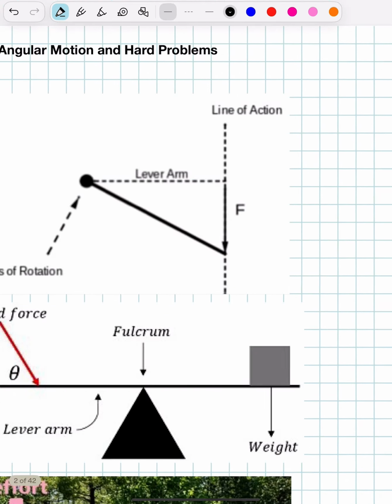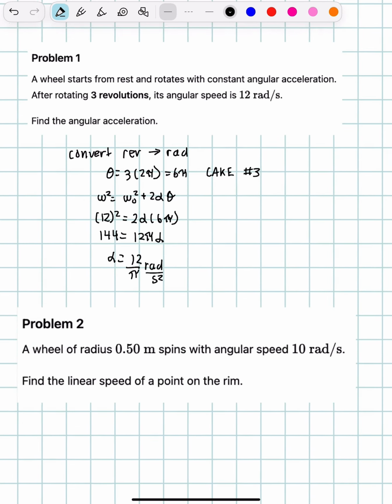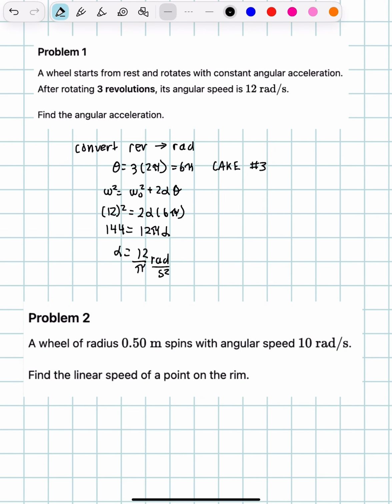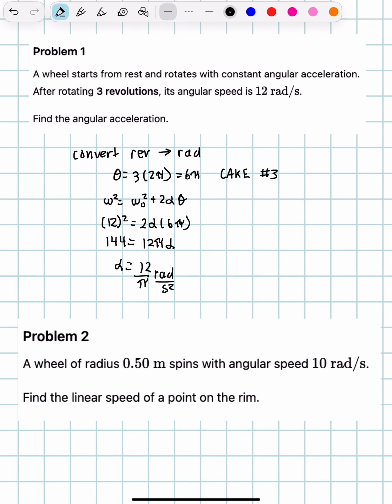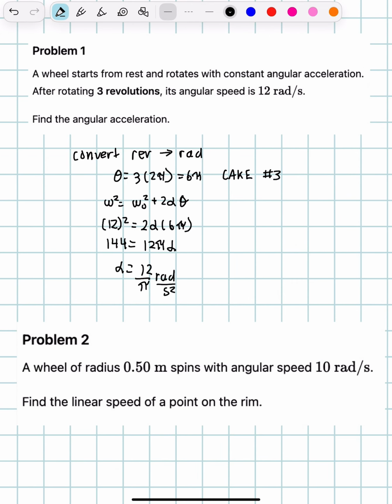So let's start off with a practice problem. Let's say we have a wheel that starts from rest and rotates with a constant angular acceleration. After rotating 3 revolutions, its angular speed is 12 rad per second. Find the angular acceleration. Again, the first thing we do is convert revolutions to radians, so now we have theta equal to 3 times 2 pi, which is equal to 6 pi.